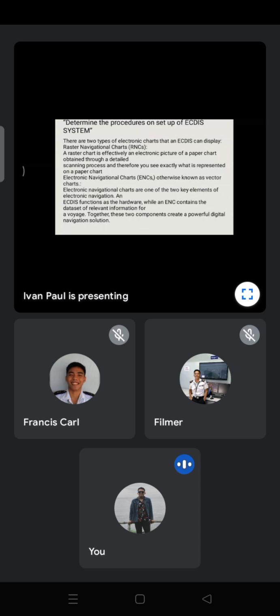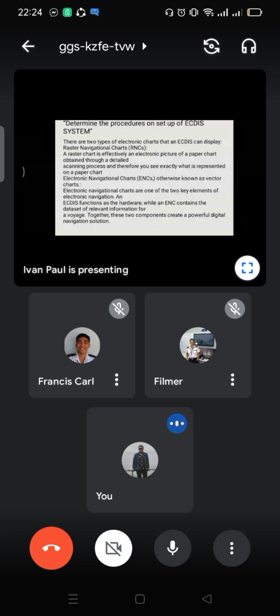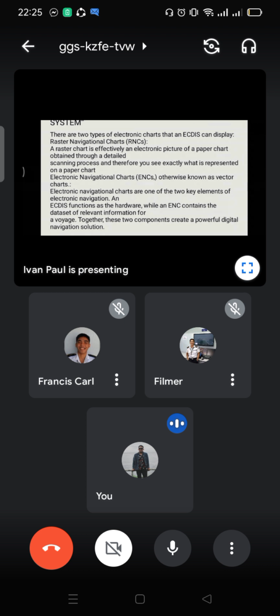My topic is all about the procedure on how to set up the ECDIS system. Before I go to the main topic, let me talk about the types of ECDIS charts. There are two types: the raster chart and the electronic navigational chart. A raster chart is effectively an electronic picture of a paper chart obtained through a detailed scanning process, so you see exactly what is represented on a paper chart, while the electronic navigational chart, or ENC, is otherwise known as a vector chart.